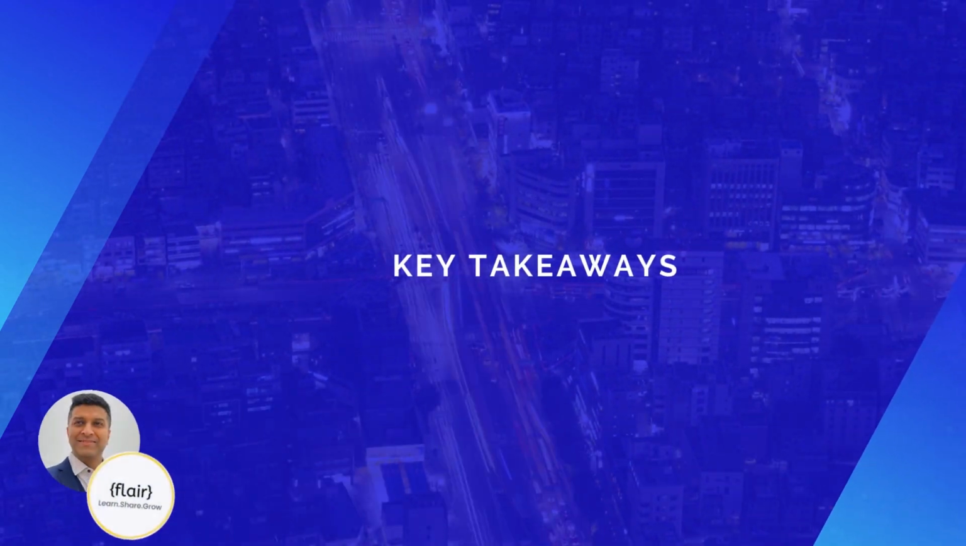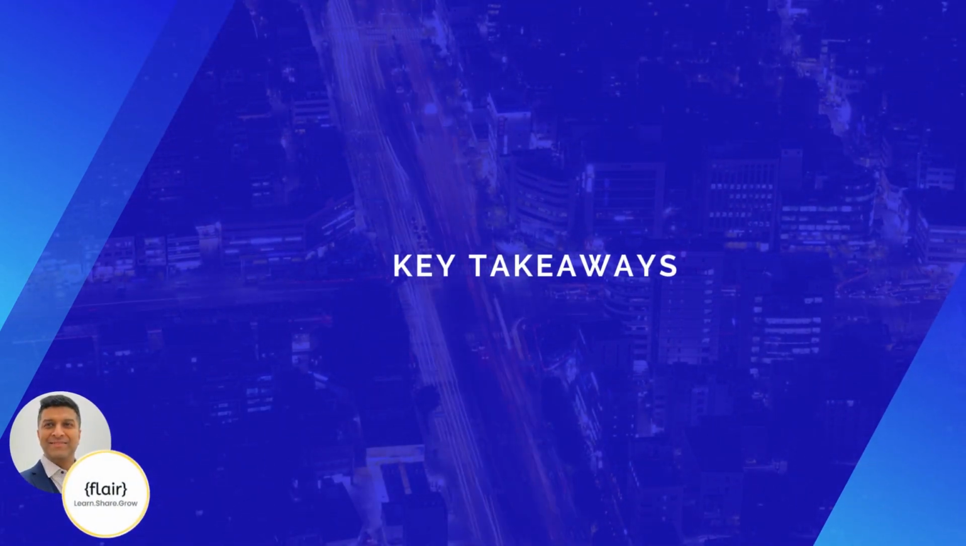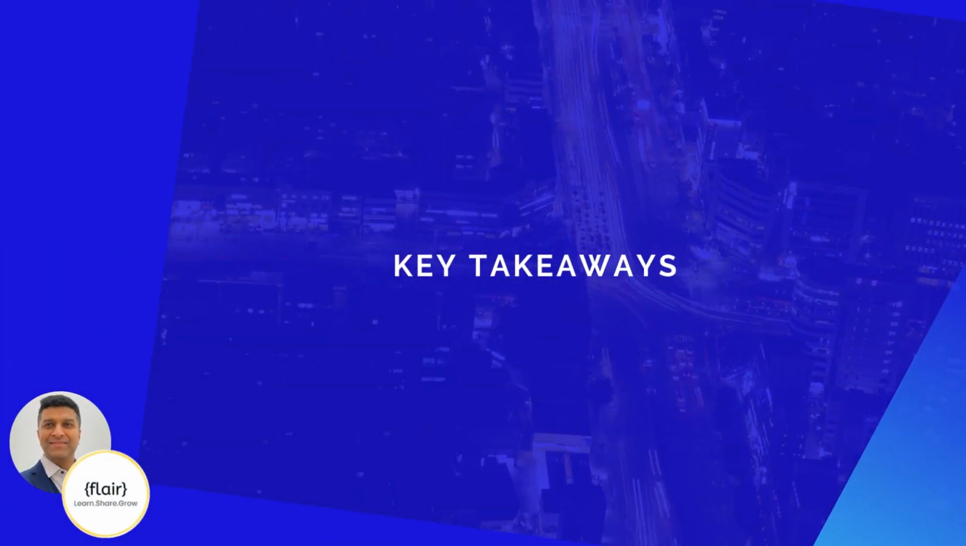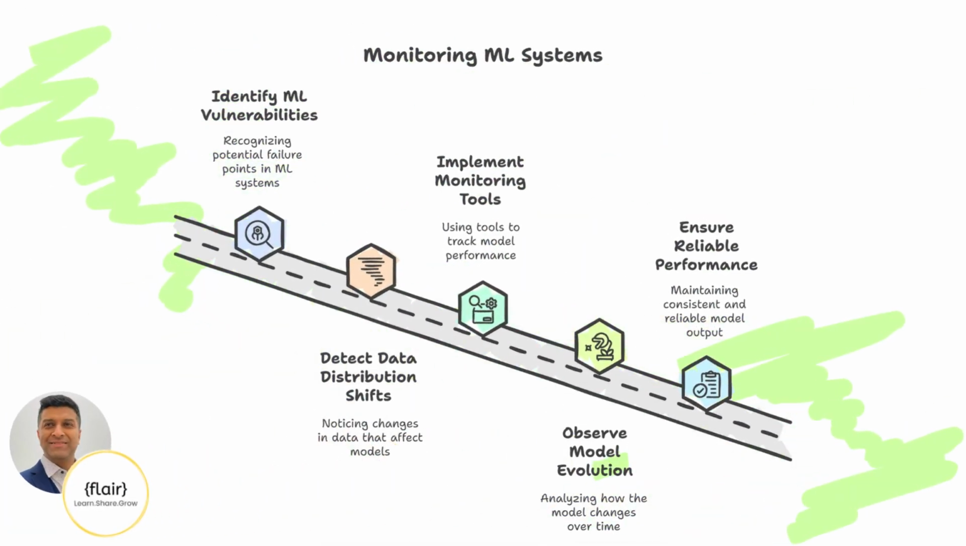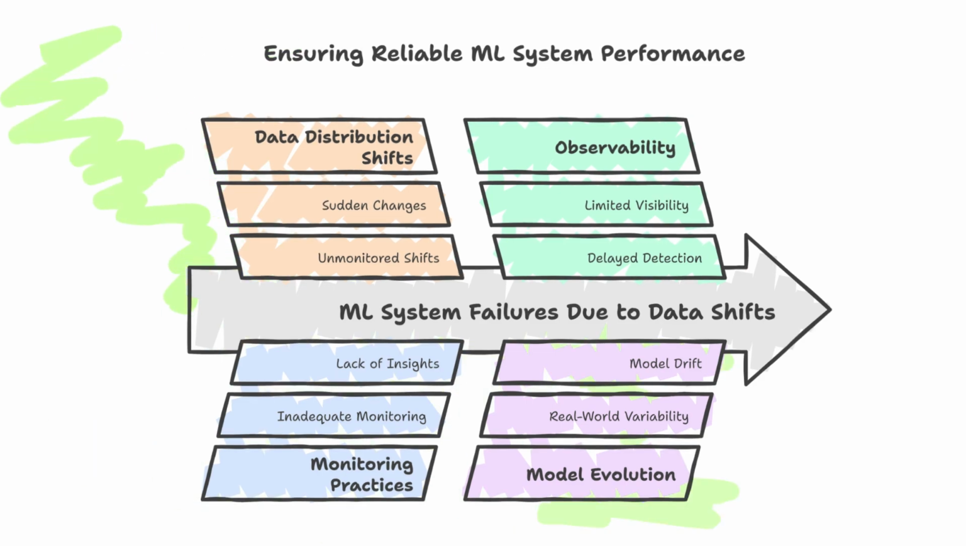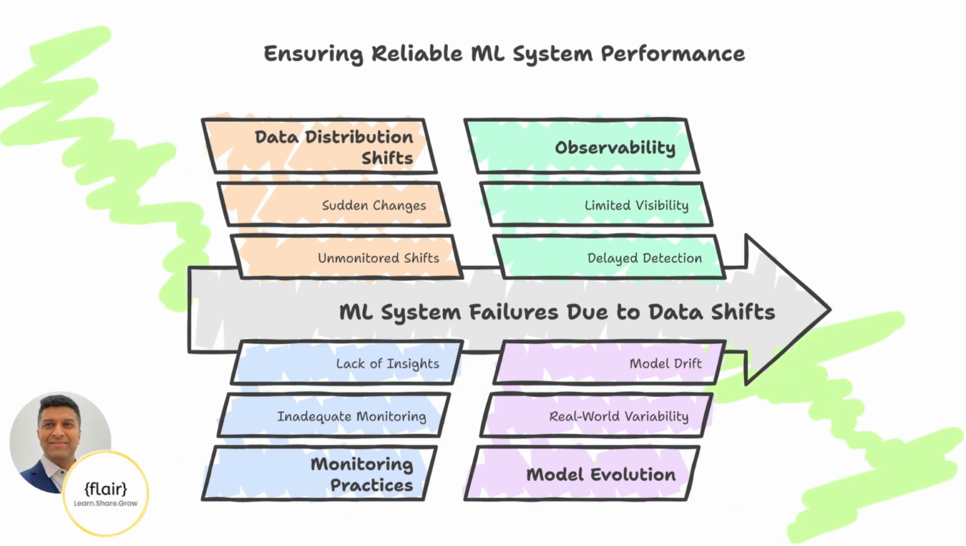To sum up, ML systems are vulnerable to failures that can be hard to detect. Data distribution shifts, especially when they are not properly monitored, can have a huge impact on performance. But with effective monitoring and observability, you can catch these issues early. Remember, monitoring isn't just about keeping track of the model's performance. It's about understanding how the model is evolving and making sure it continues to perform reliably in the real world.